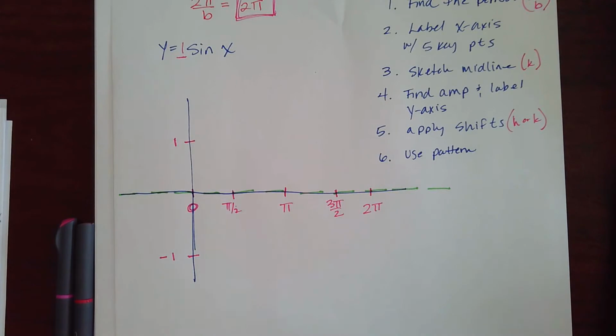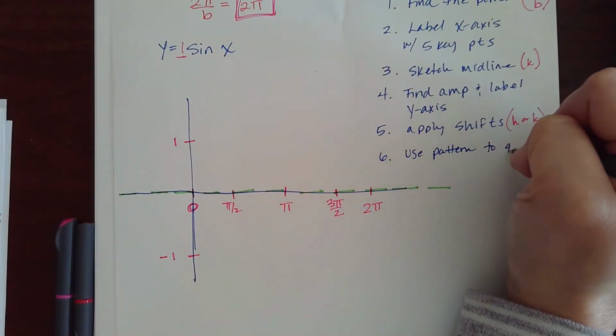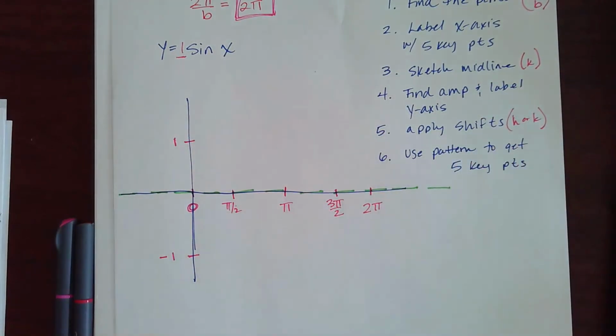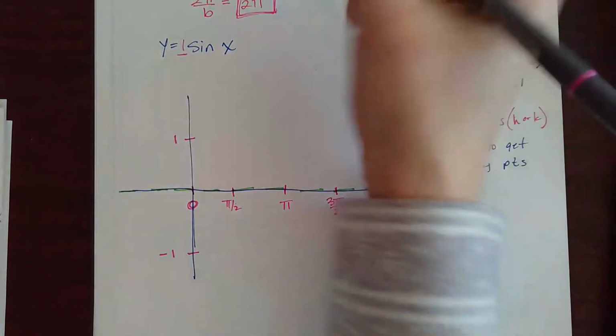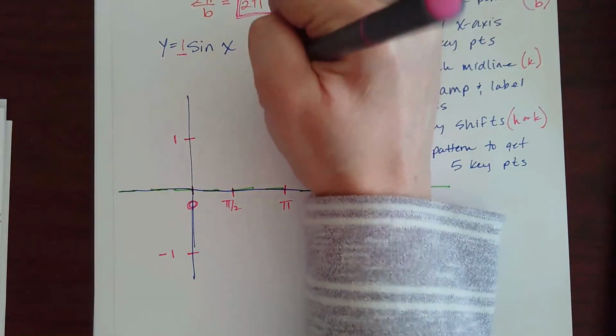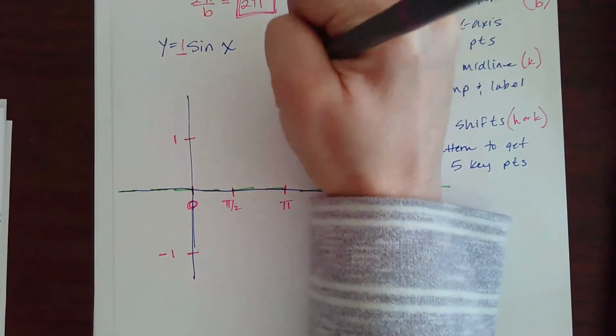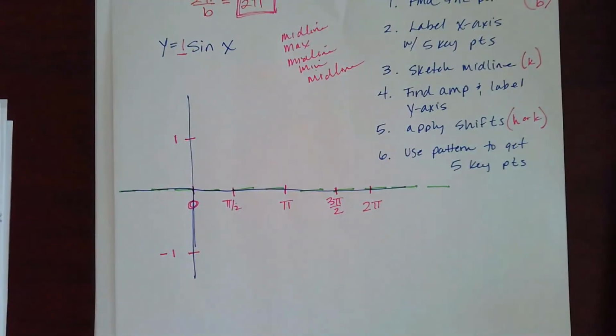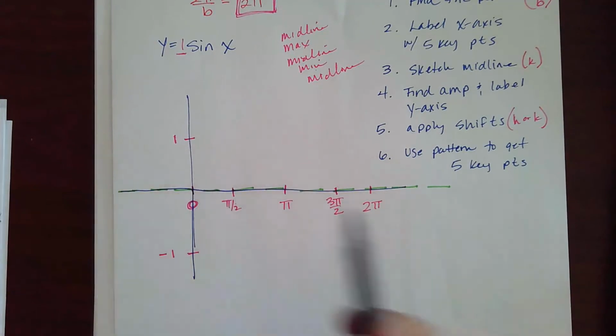We're going to use that pattern to get your 5 key points. All right, so let's graph this. A sine function, that's what we have here. The pattern is midline, max, midline, min, midline. So if you want to write it down, that's great. If you don't, you don't have to. That means these are my 5 key points. Those are the only points I'm going to have you graph.